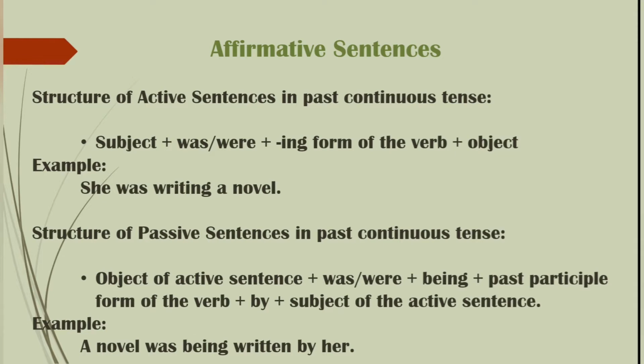Let's continue with the structure of the passive voice sentence. First we place the object of the active sentence plus was or were, then being plus the past participle form of the verb plus by, and finally we place the subject of the active sentence. Now we have the first example converted in passive voice sentence. A novel was being written by her. At last we change the pronoun she by its object pronoun her.